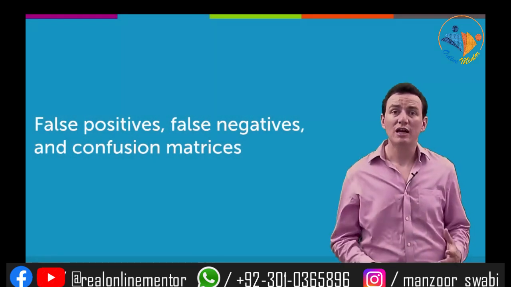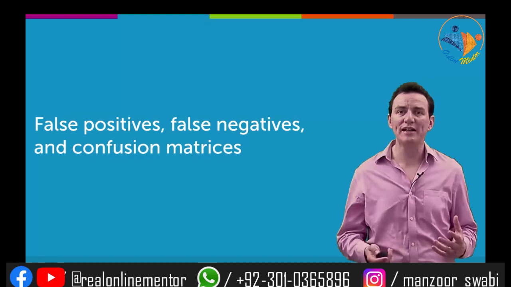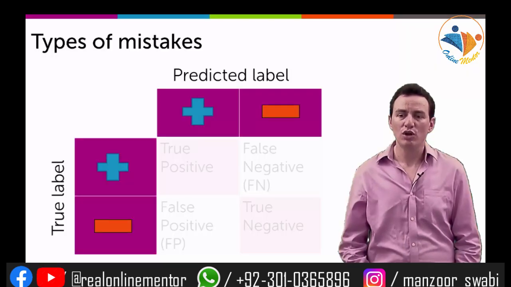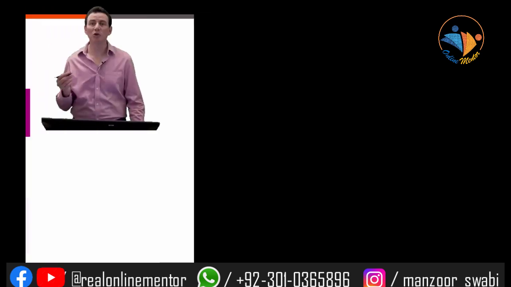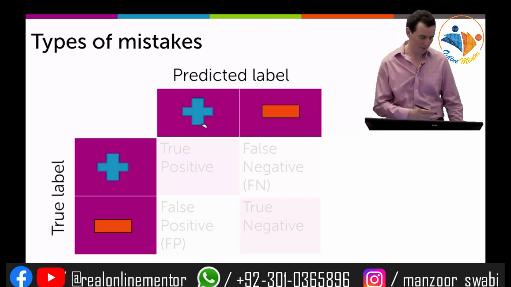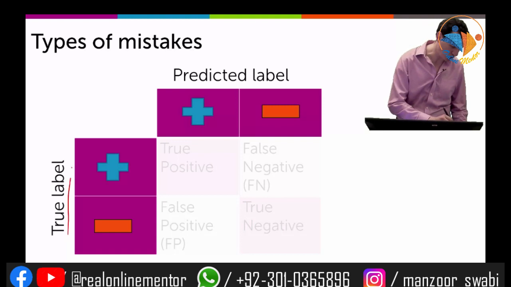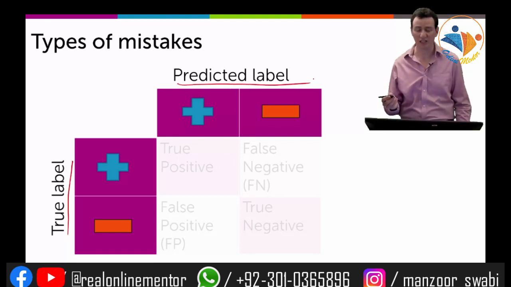We've talked about accuracy and errors that a classifier might make, but there are different kinds of errors. So these kinds of errors are called types of mistakes. It's important to look at the types of mistakes a classifier might make. And one way to do that is what's called a confusion matrix. So let's dig into that a little bit. So we're talking about the relationship between the true label and whatever the classifier predicts, so the predicted label.